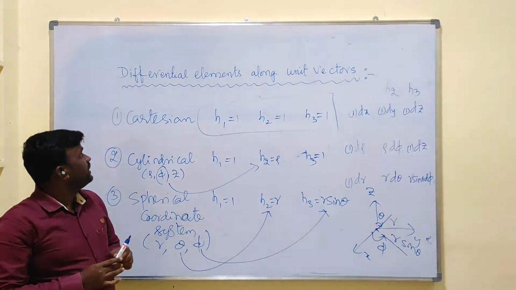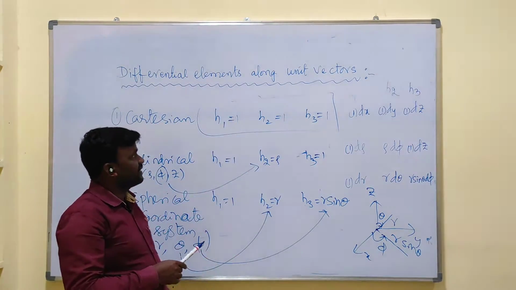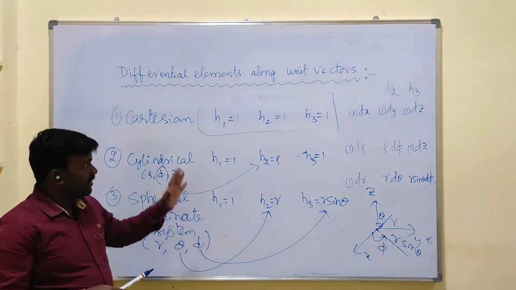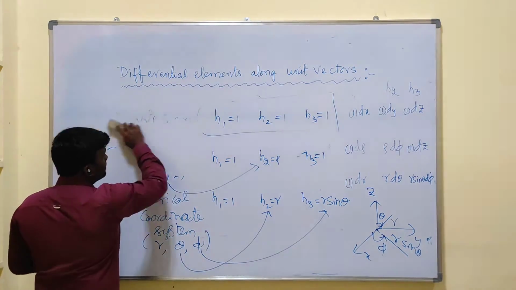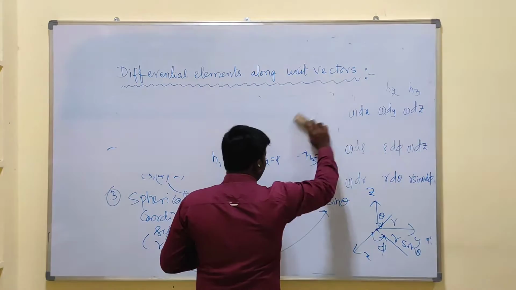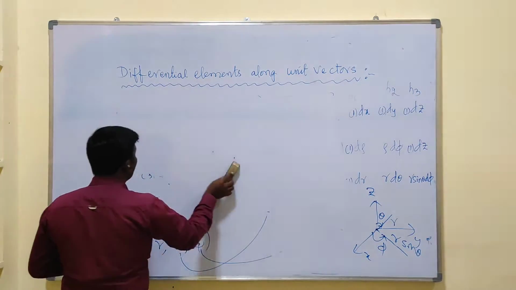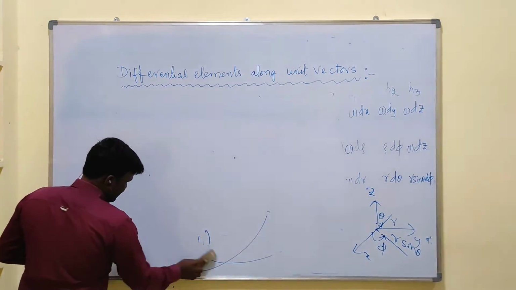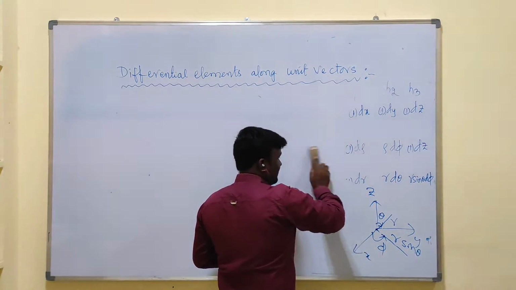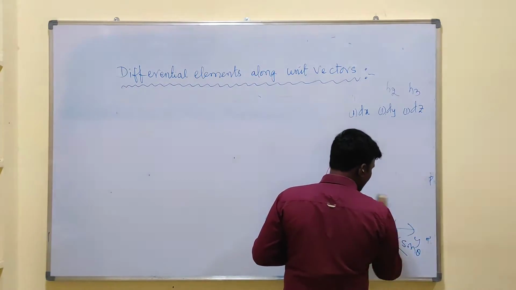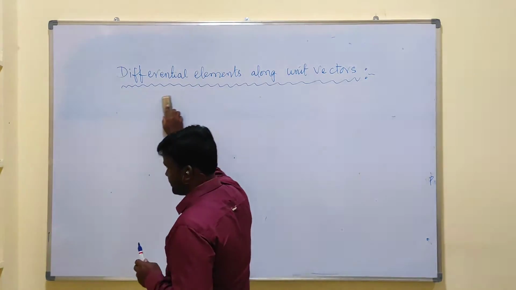This is all about the differential elements and their multiplication factors, along with unit vectors. Now we need to move on to the importance of these H1, H2, H3 in the derivation of the gradient of a scalar function.